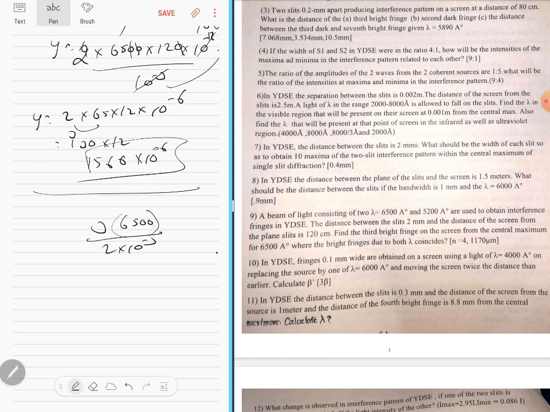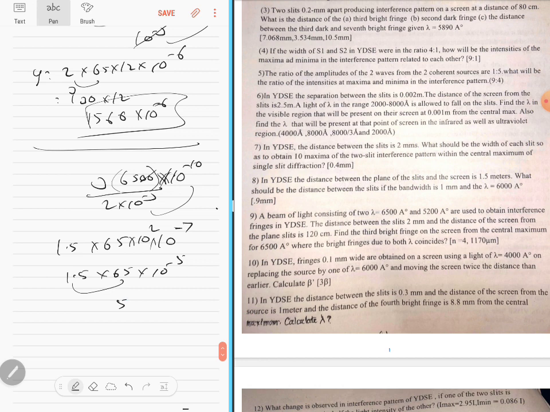So then this becomes 6500 and 10 to the power minus 10, it's Angstrom. So this goes up, it will become 2 into 10 to the power minus 3. It goes up, it will become 10 to the power minus 7. So you have 1.5 into 65, and 6000 into 10 to the power 2 is also there. So it's 1.5 into 65 into 10 to the power minus 5. 15 5s are 75, 15 6s are 90. 97.5 into 10 to the power minus 5. That is the position.